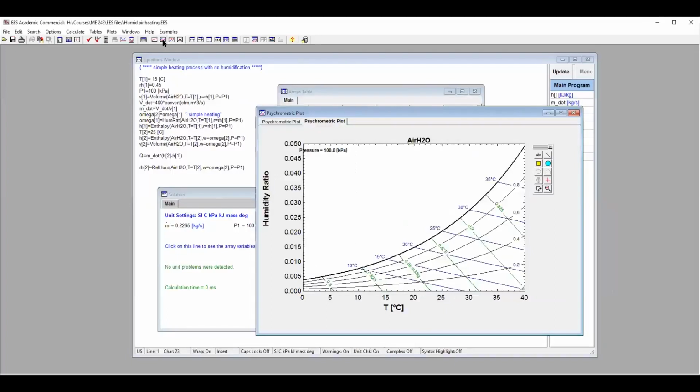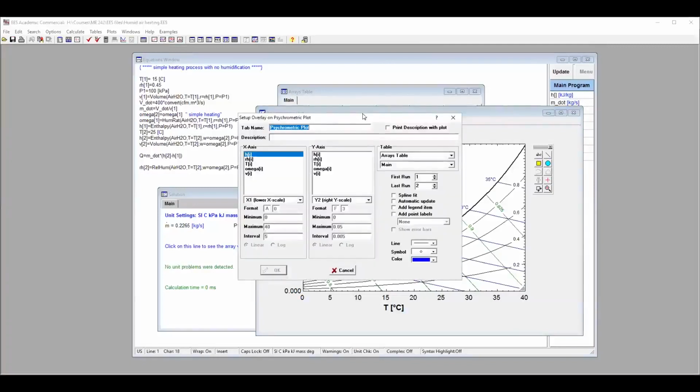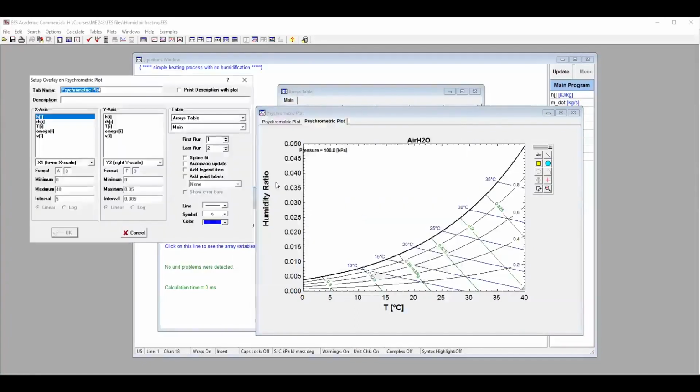To be able to do this part, you have to run your program and have the answers for the solution ready. So here, the x-axis is temperature, the y-axis is omega, and we are going to use array tables, and we have only 2 runs, 1 and 2. All right. Add legend items, and let's connect with a thick line.